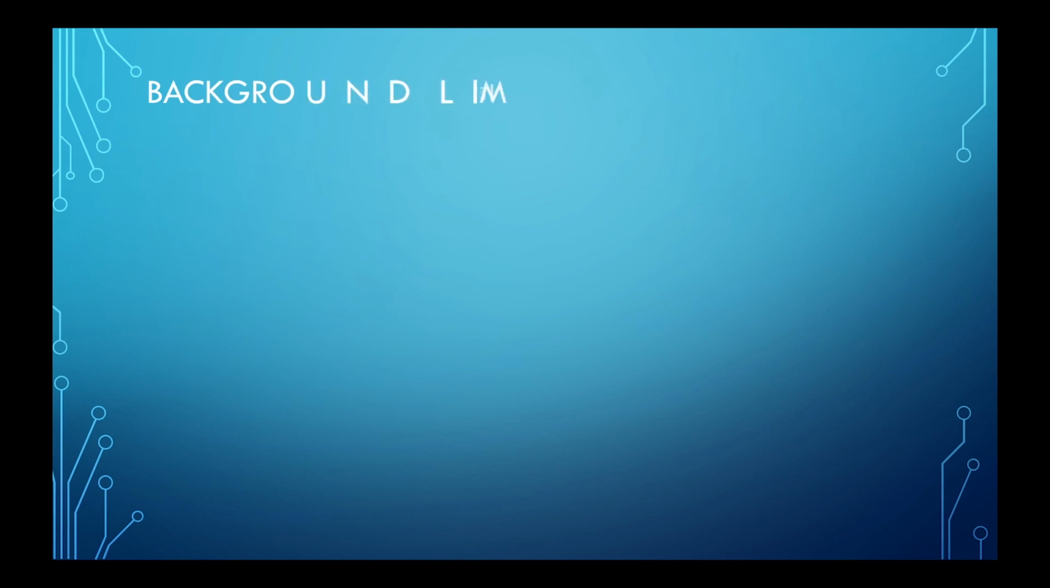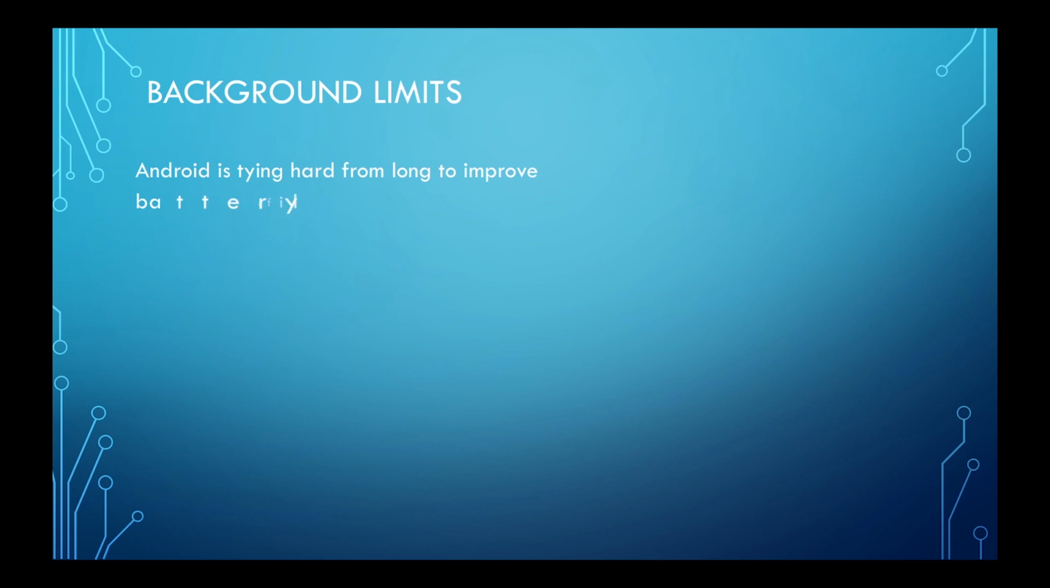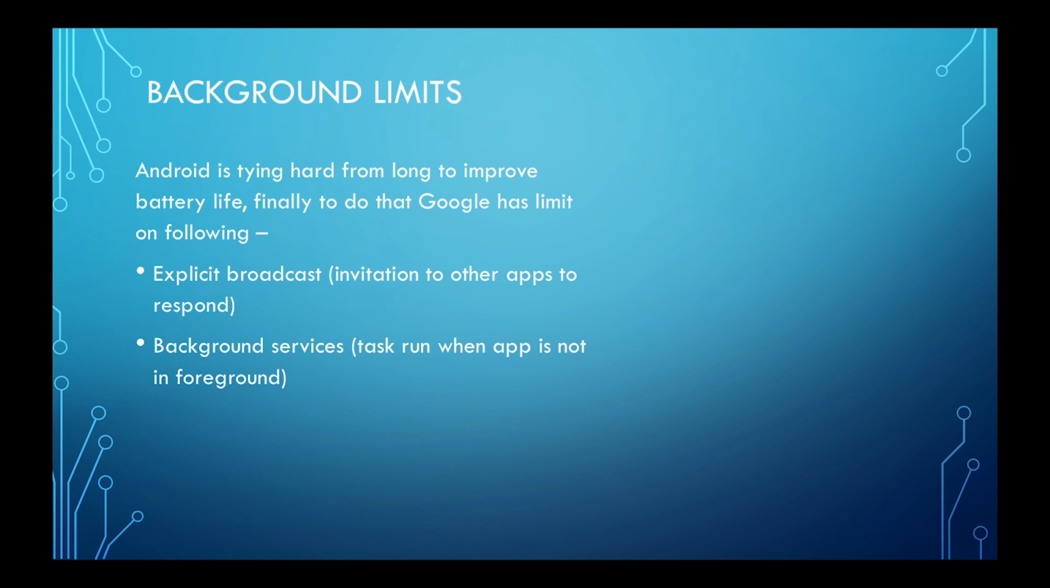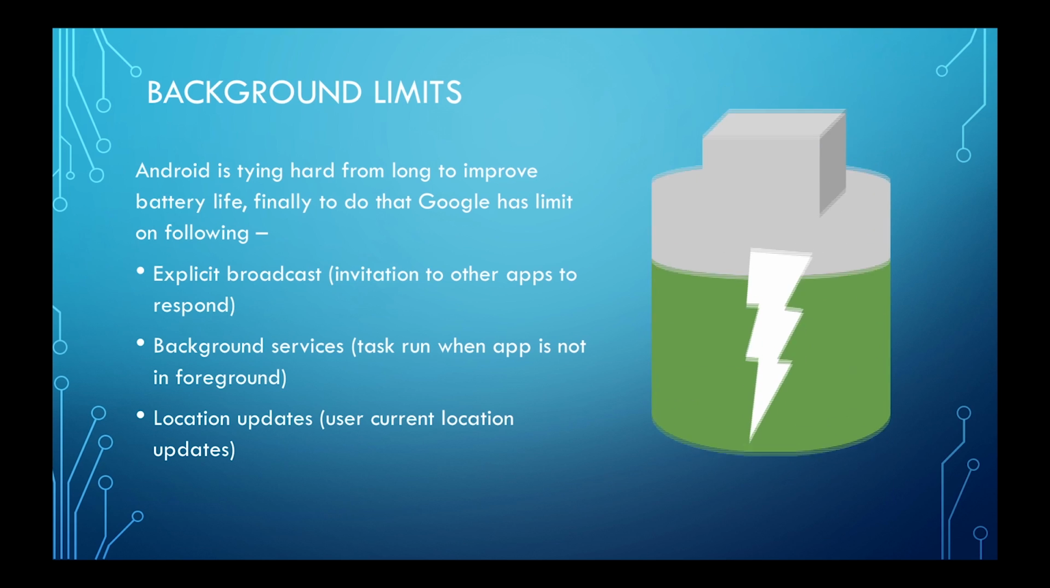So the first change is background limit. Android has been trying hard for a long time to improve battery life. And finally, to do that, Google has put limits on the following: explicit broadcast, background services, and location updates. Broadcast is basically a signal to notify other apps to act upon. Background services are tasks that run when the app is not in the foreground. And location updates are the user's current location updates.